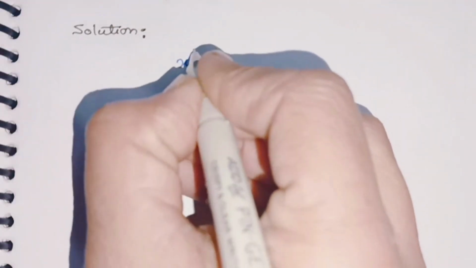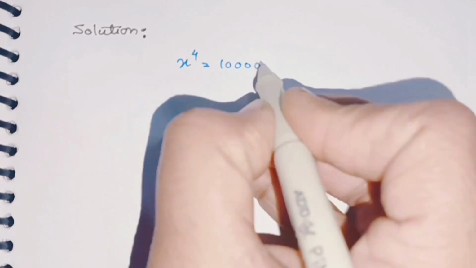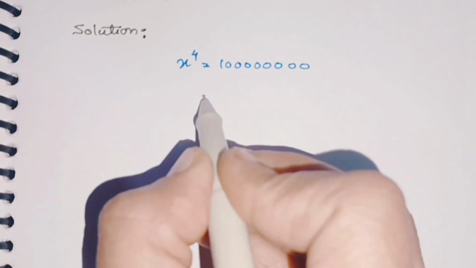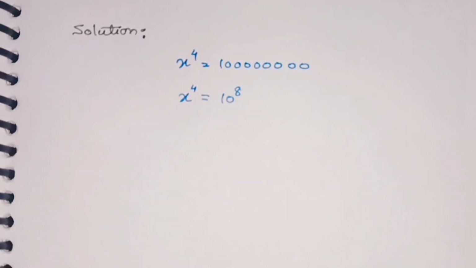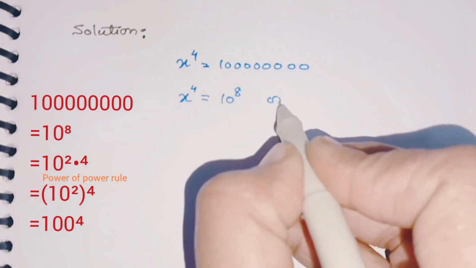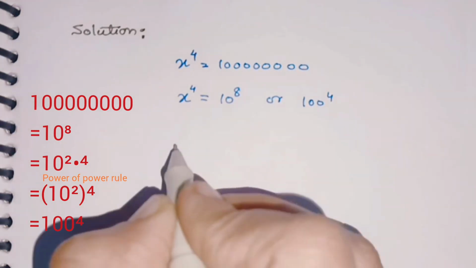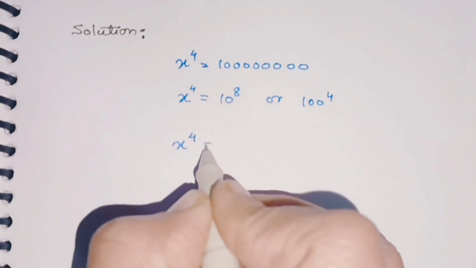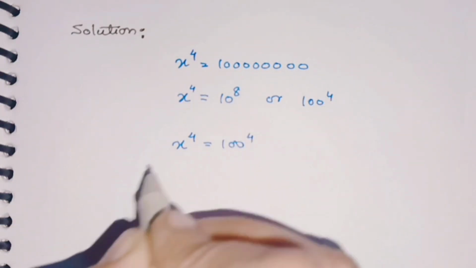First we'll write the given as it is, that is x raised to 4 is equal to 1 with 8 zeros. 8 zeros means we can write it as 10 raised to power 8. Therefore, x raised to 4 is equal to 10 raised to 8. Now, this 10 raised to 8 can further be simplified as 100 raised to 4. So, this equation will be x raised to 4 is equal to 100 raised to 4.